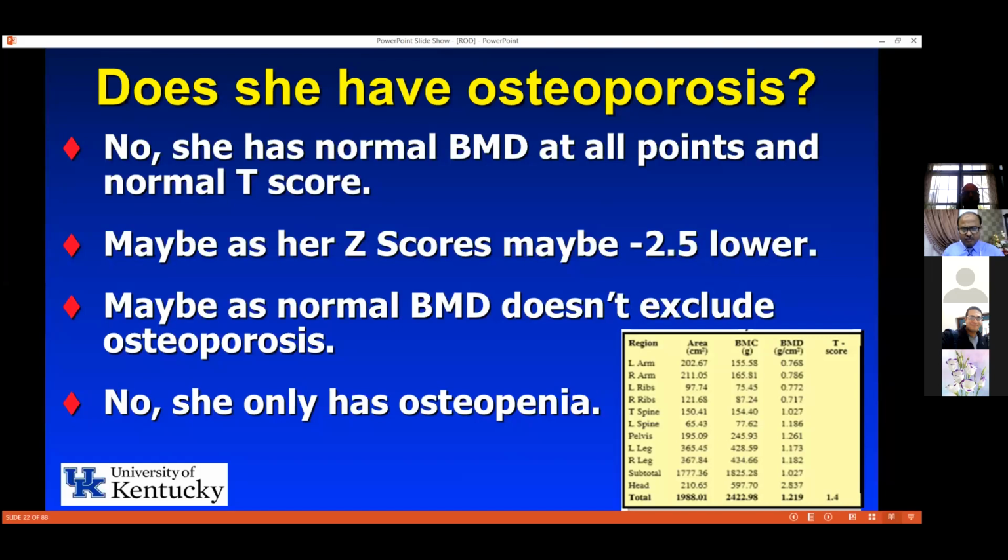Okay, Prof. Okay, let's discuss the third option. Maybe this patient has osteoporosis, as normal BMD doesn't exclude osteoporosis. And this is, by the way, the right answer, and I'm going to explain to you why. The fourth one is definitely wrong, because she only has osteopenia, and we discussed she doesn't have osteopenia depending on this number, because her BMD is positive, not negative.